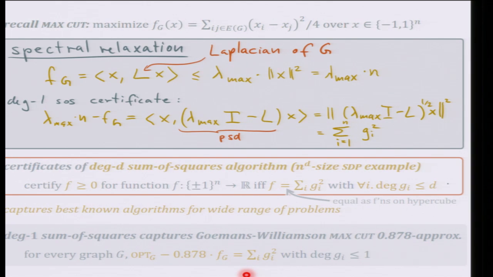I don't want to prove this; it's a bit too technical. But let me prove you a slightly weaker result. Let me show you how degree 1 sum of squares captures spectral relaxations. So what's the spectral relaxation?